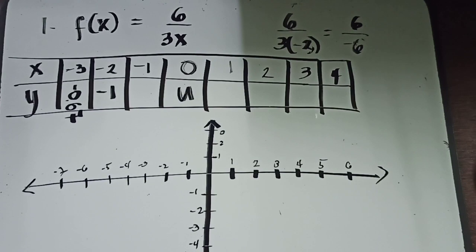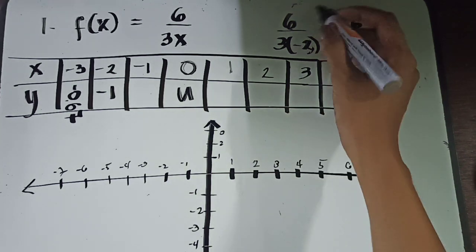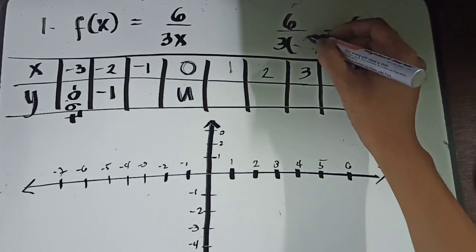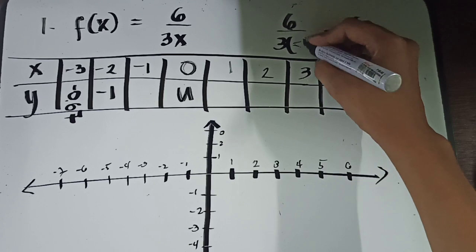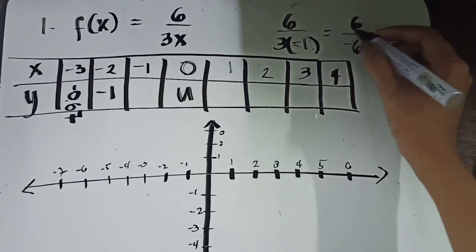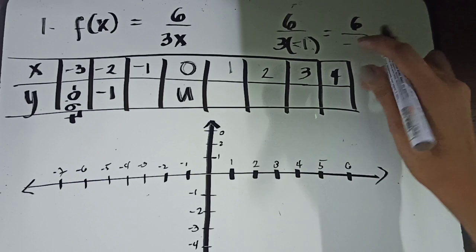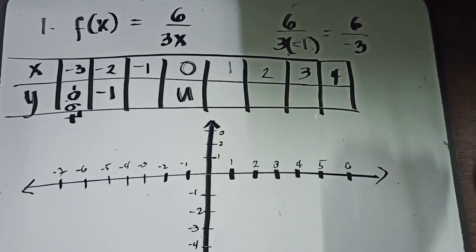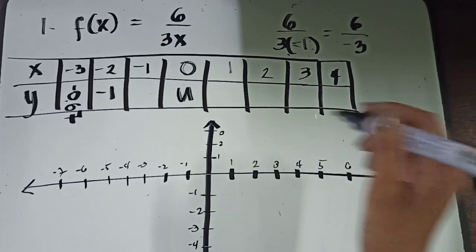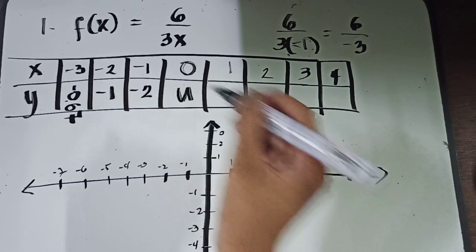Okay, so now what if the value of x is negative 1? So just substitute the value of x, which is negative 1. So it will become 6 over 3 multiplied by negative 1. So that is negative 3. And 6 over negative 3 is negative 2.